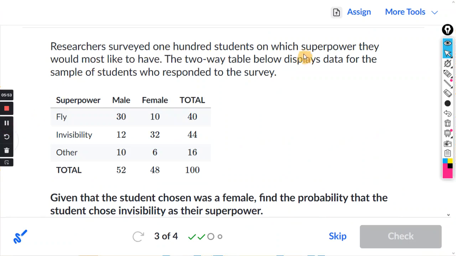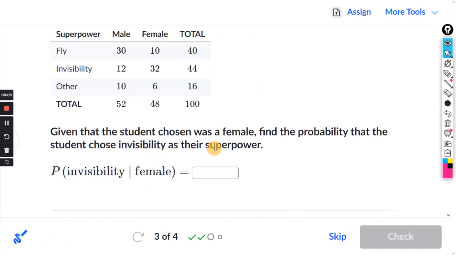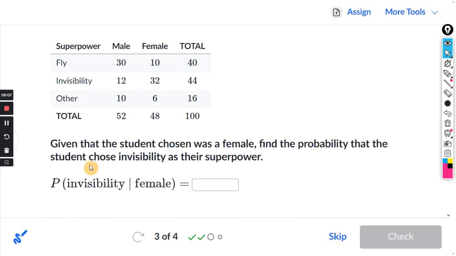Researchers surveyed 100 students on which superpower they would like to have. The two-way table below shows the sample students who responded. These are the superpowers, and these are the genders. Given that the student was female, find the probability that the student chose invisibility as their superpower.